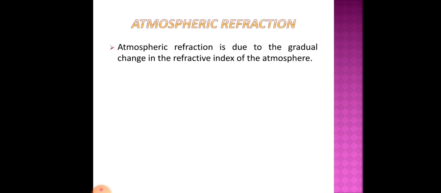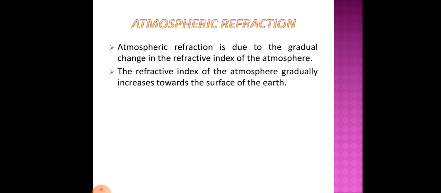Atmospheric refraction is due to the gradual change in the refractive index of the atmosphere. So atmospheric refraction is nothing but the refraction that is taking place in our atmosphere, due to the change in refractive index of the atmosphere. The refractive index of the atmosphere gradually increases towards the surface of the earth. We know that the air is dense near the surface of the earth, so for that reason the refractive index near the surface of the earth is more.